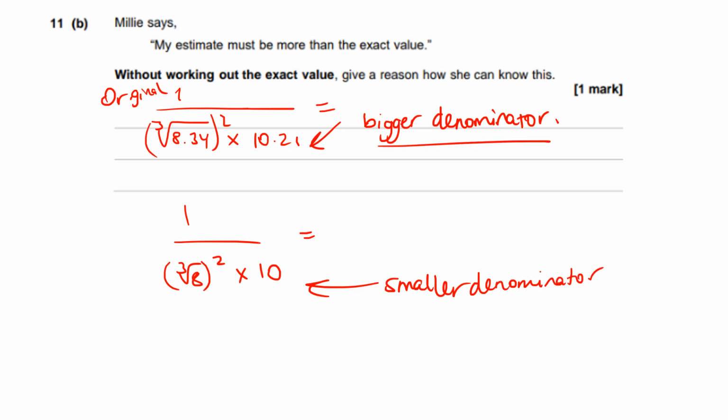And since the original one is going to be dividing your number into a bigger number, that means that the answer is going to be smaller. So your estimate is going to be greater than the exact value. So you can say that since the denominator is smaller in your estimate, you will know that the estimate is going to be more than the exact value. So that's how you get full marks from this one.